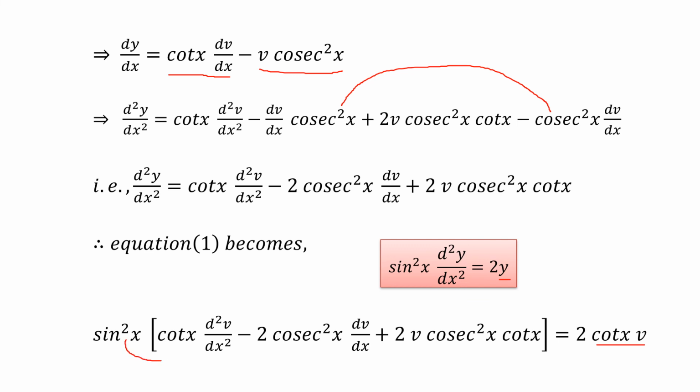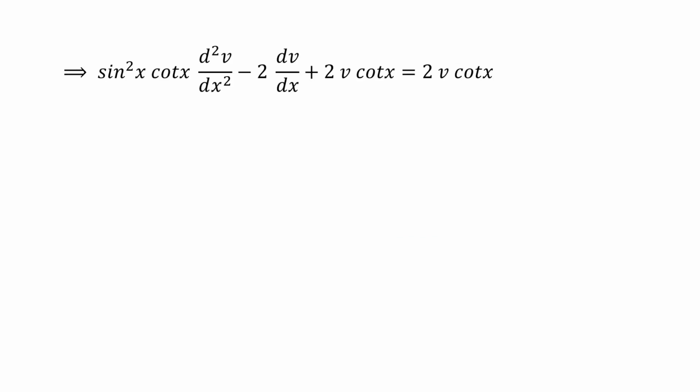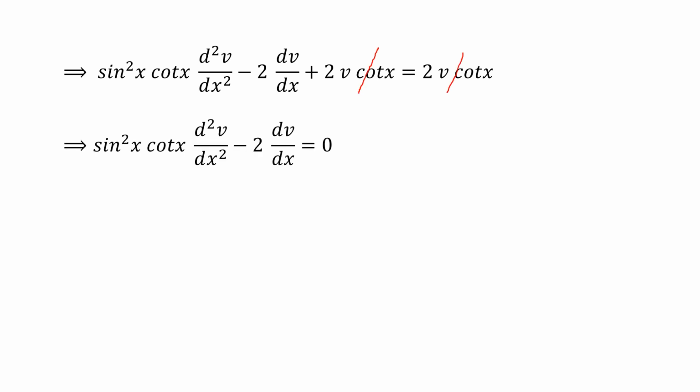Now you can observe that if we multiply sin square x into cosecant square x here, it becomes 1, because cosecant square x can be written as 1 by sin square x. For the same reason, we get sin square x into cosecant square x is equal to 1 here also. Therefore, on simplification, we get sin square x into cot x into d square v by dx square minus 2 dv by dx plus 2v cot x is equal to 2v cot x. We can cancel these two terms. Therefore, we get sin square x into cot x into d square v by dx square minus 2 dv by dx is equal to 0.